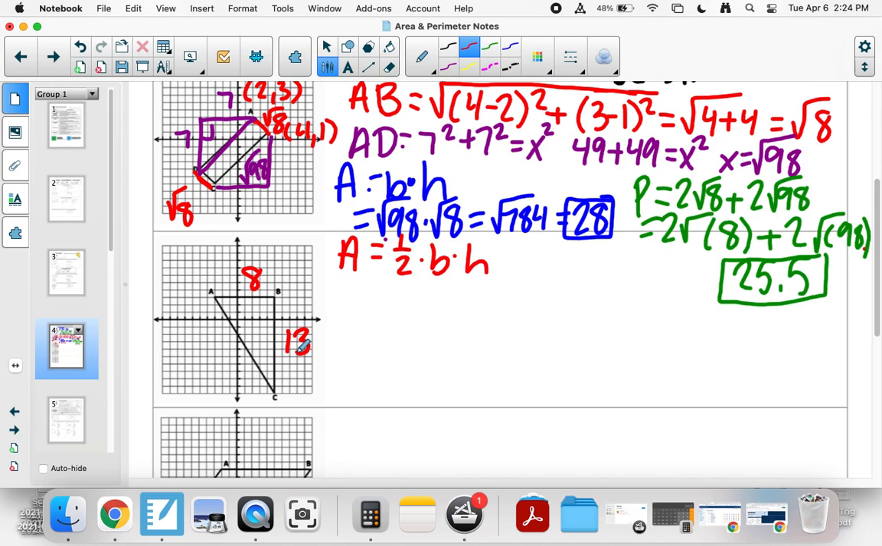Base and height, like I said, it doesn't matter which one's base, which one's height. We're just throwing these in here. And what do you get for your area? 52. Good.